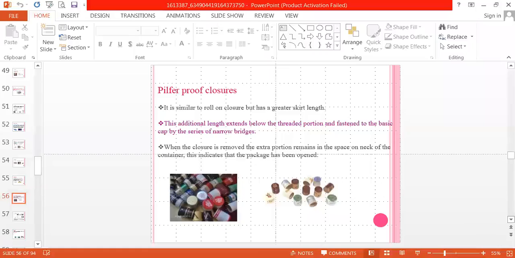Then pilfer proof closures are there. Such kind of closures are called pilfer proof.